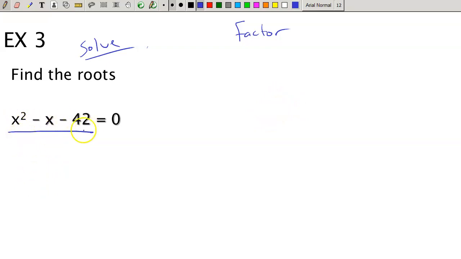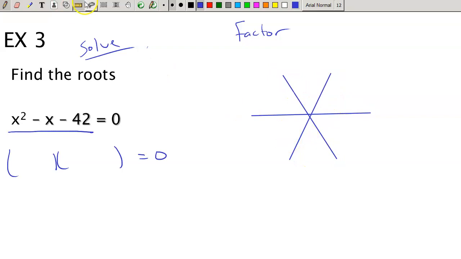So I look at this left-hand side, and I'm going to try to construct it with two parentheses. So I have something times something equals 0. We go back to what we've been doing this whole time. We want to think about, can this be factored? So think about the snowflake method, and we say that the a value is 1 and 1. The a times c value is negative 42. And the middle term, the b value, is negative 1.